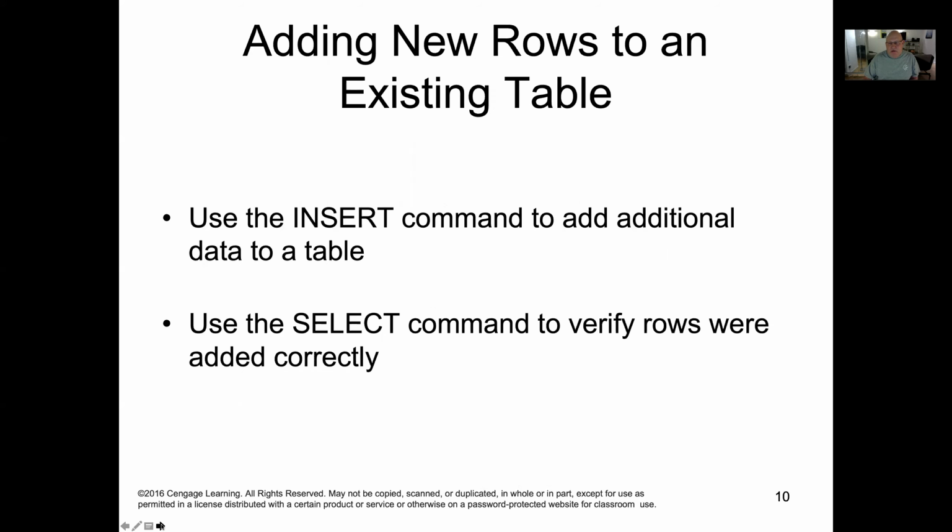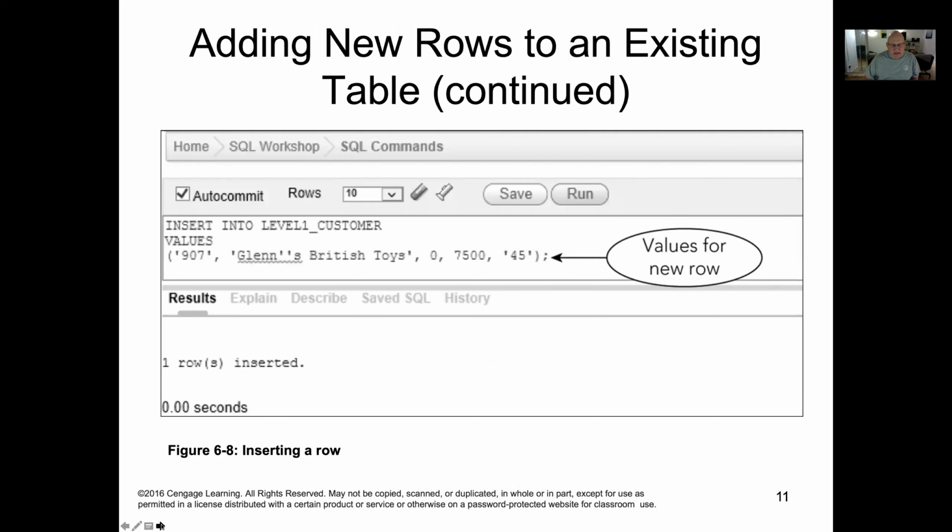So how do you add new rows to an existing table? Well, we've used this before. You use the insert command, and you use the select command to verify the rows were added correctly. Here's an example of inserting a row. See, we insert into level 1 customer the values 907, and then the values for the new row.